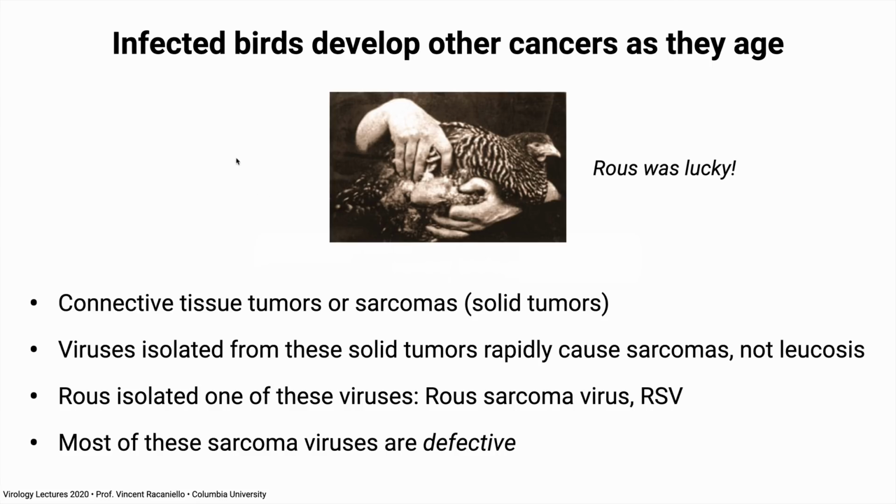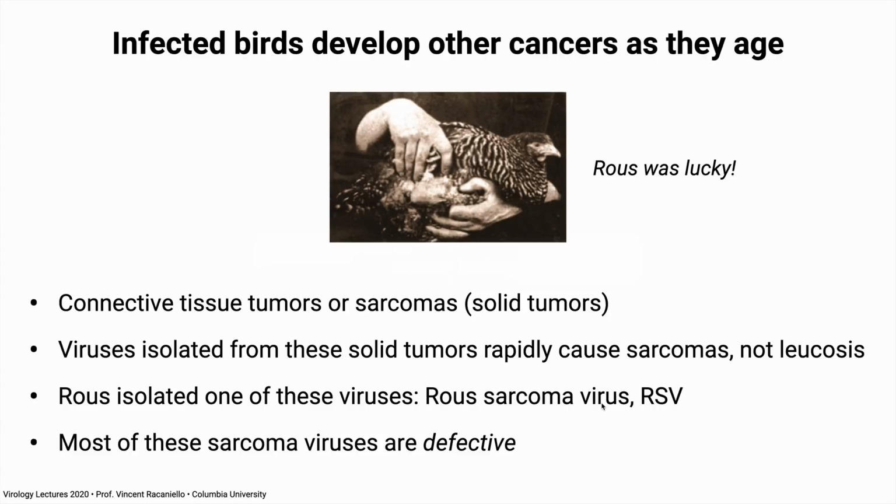Now, these infected birds, the 3%, as they get older, they develop solid tumors like the Rous sarcoma. So a sarcoma is a connective tissue tumor. And Rous got viruses from his tumor and showed that they rapidly cause sarcomas, not leukemias. So this bird was birth infected with avian leucosis virus, and it may or may not have developed a leukemia, but it certainly developed a sarcoma. And that's what Rous isolated his virus from, and he called it Rous sarcoma virus, of course.